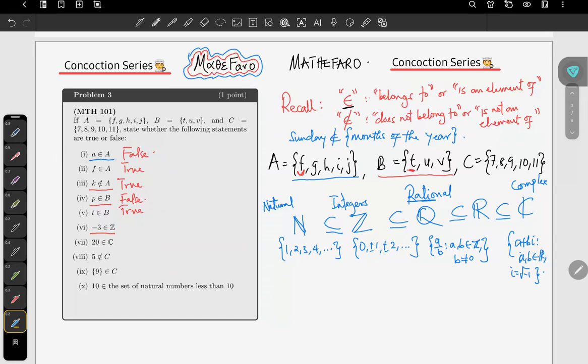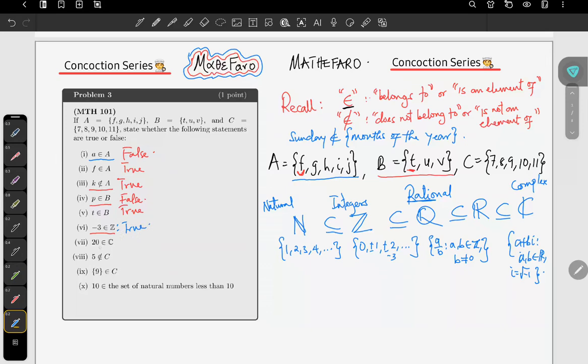So it's -3, an element of the set of integers. From the description we have of the integers, it includes both positive whole numbers and negative whole numbers. So definitely -3 is an element of this set. So that is true.